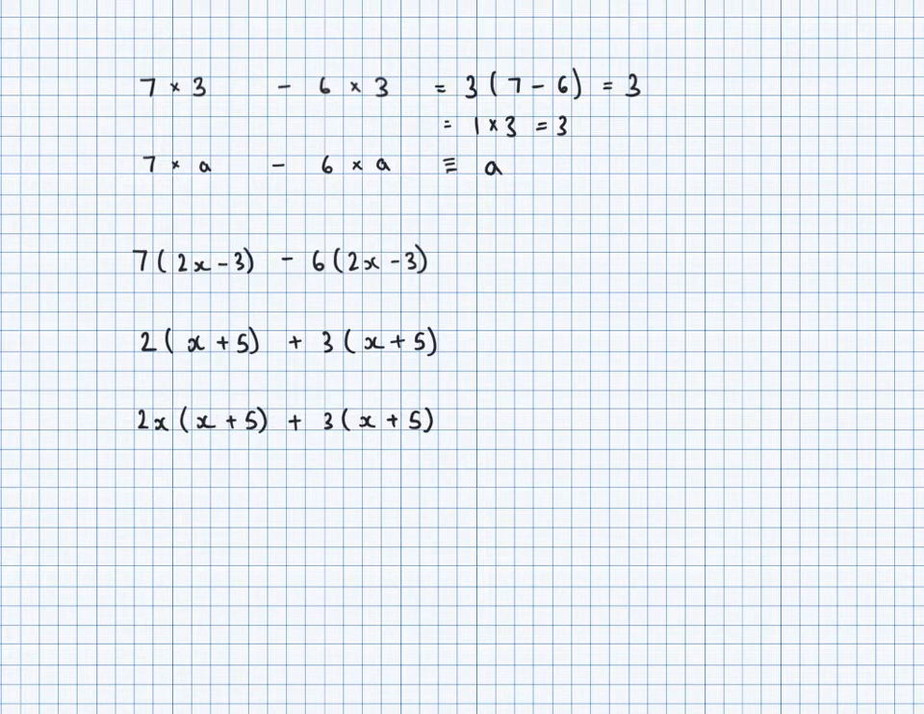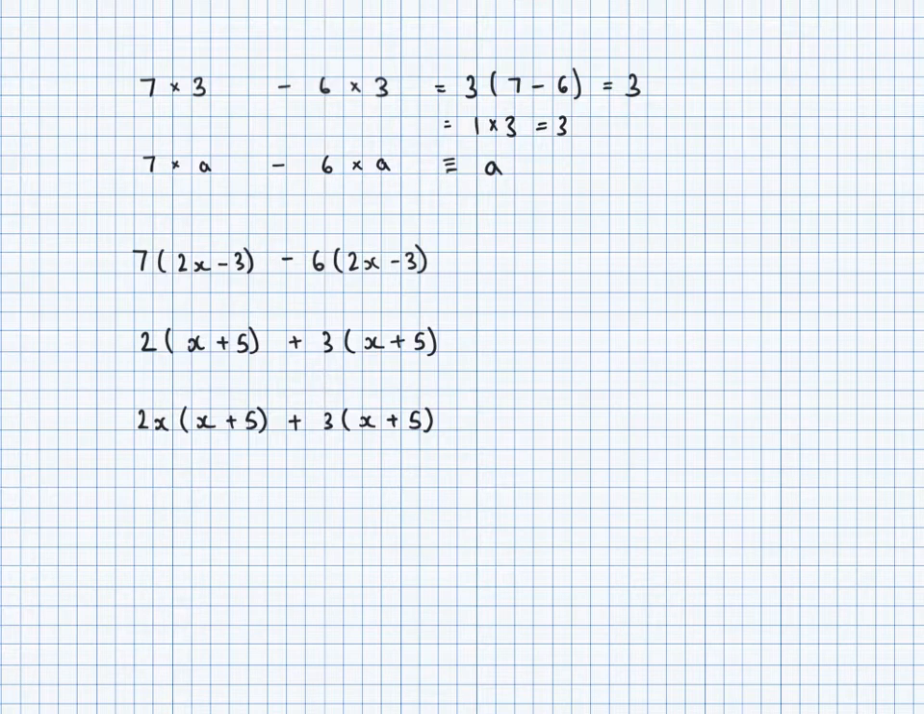Now the next one, this is where it's getting a bit more complicated. I still have the 7, and I'm multiplying it to something. I've got 2x take away 3. But this something that I'm multiplying it to, I've got it here as well. So I've got the subtraction, I've got the 6, and 6 times whatever I'm multiplying the 7 to here. So I've got 7 lots of (2x take away 3), take away 6 lots of (2x take away 3). Well, that will just leave me with 1 lot of (2x take away 3).